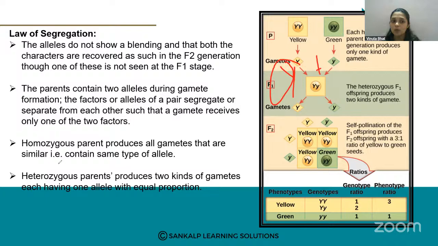A homozygous parent produces all gametes that are similar. It contains the same type of allele. Heterozygous parents produce two kinds of gametes, each having one allele, in equal proportion.